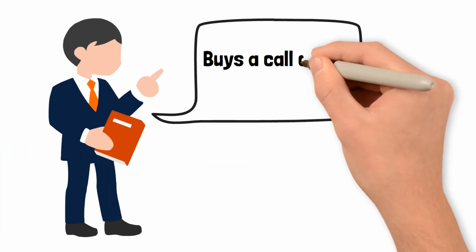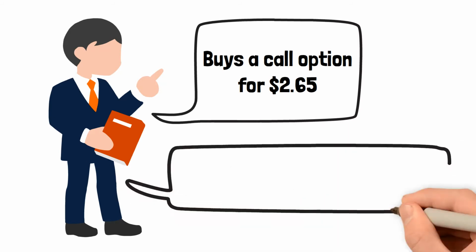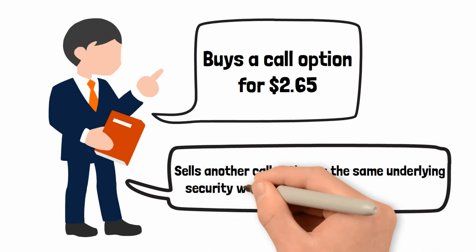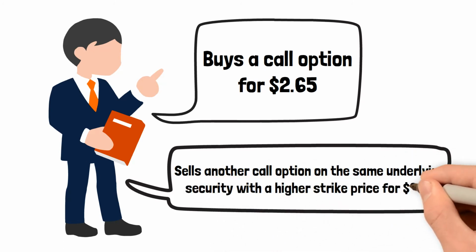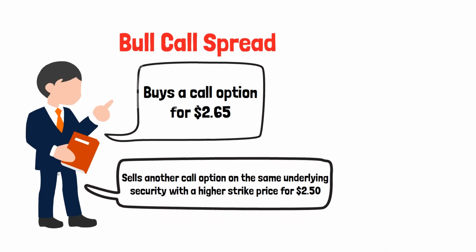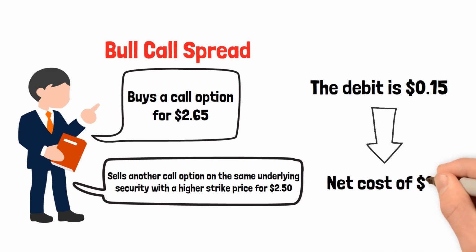Example of a debit spread. For example, assume that a trader buys a call option for $2.65. At the same time, the trader sells another call option on the same underlying security with a higher strike price for $2.50. This is called a bull-call spread. The debit is 15 cents, which results in a net cost of $15 to begin the spread trade.